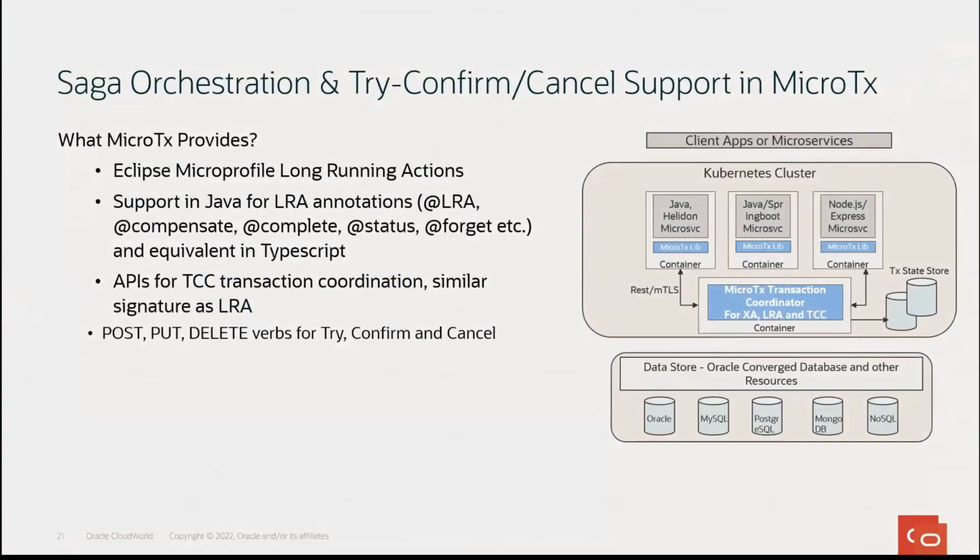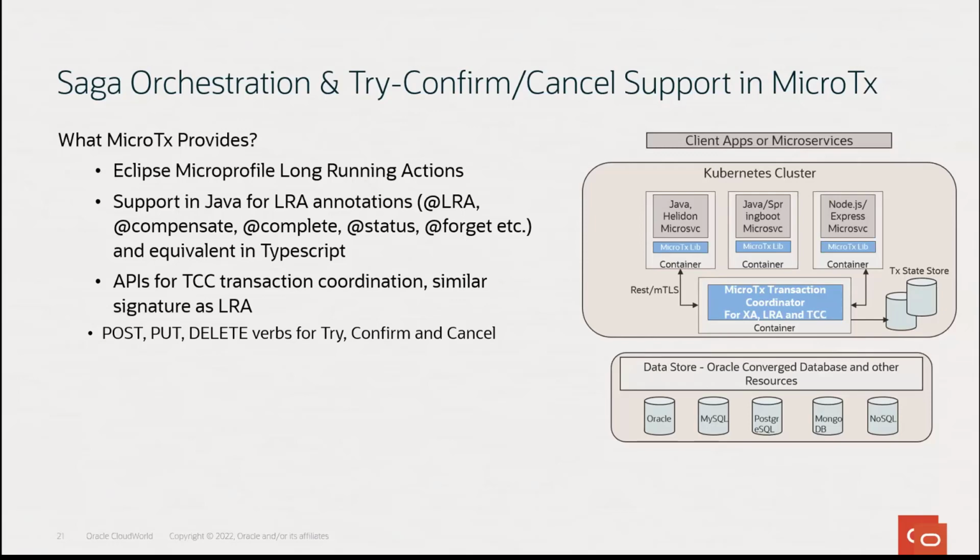So we also support Sagas. In this case, we're supporting MicroProfile Long Running Actions. This is handled in the Java world using a set of annotations. So you annotate your code to indicate that an LRA should be present or should be started, and also to indicate what functions should be called in your Java code to compensate or complete, or to get things like the status or forget the long-running action. Those are all handled through annotations.